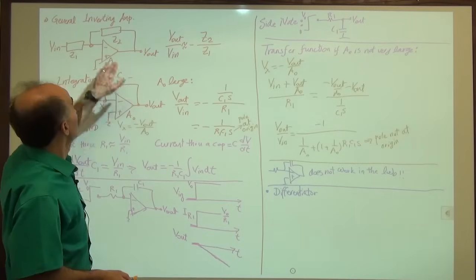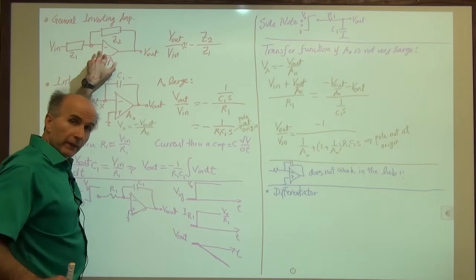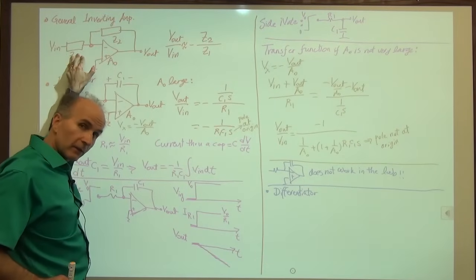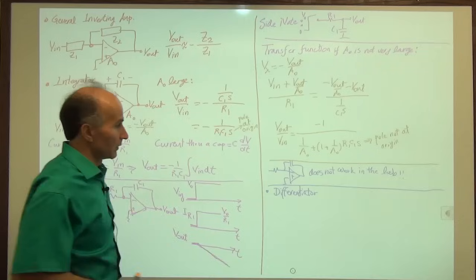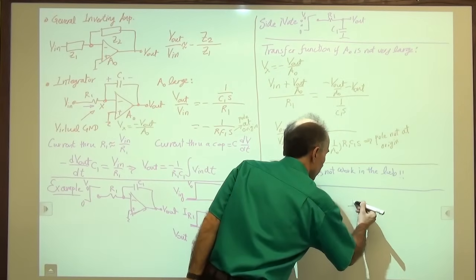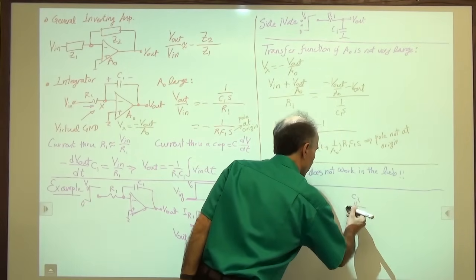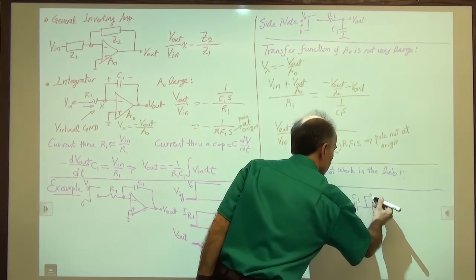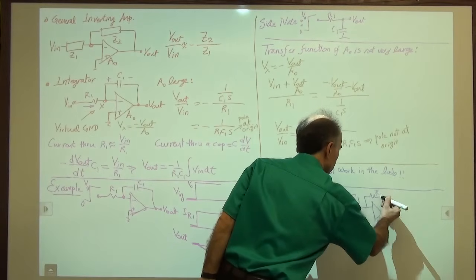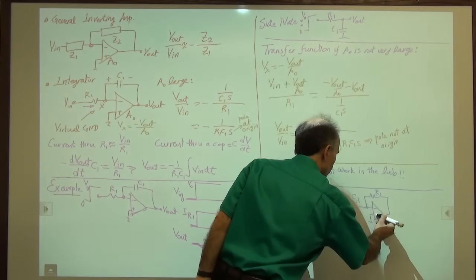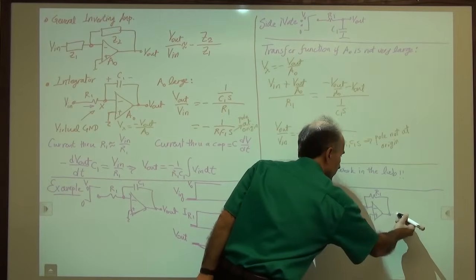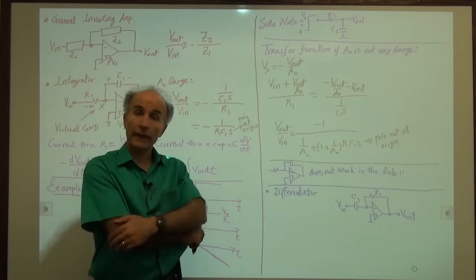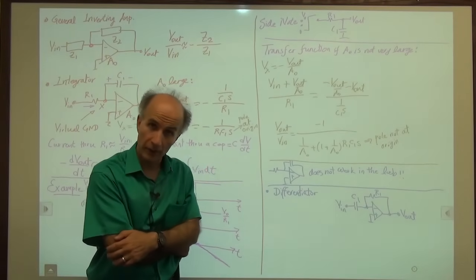Well, we go back to this general situation and consider another special case. This time we assume that this is a capacitor and this is a resistor. So here's what we have. One capacitor going from the input to the virtual ground, and then a resistor going from the virtual ground to the output. And of course this has to be the inverting input, this has to be the non-inverting input, and this is the output. So I claim that this is a differentiator.